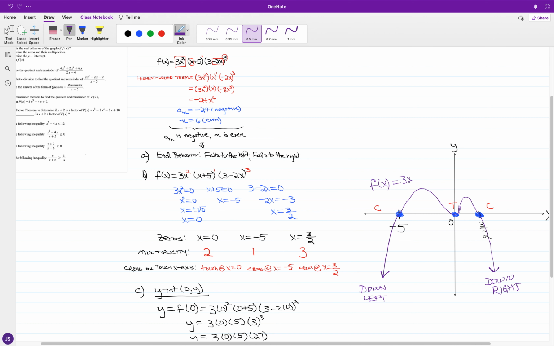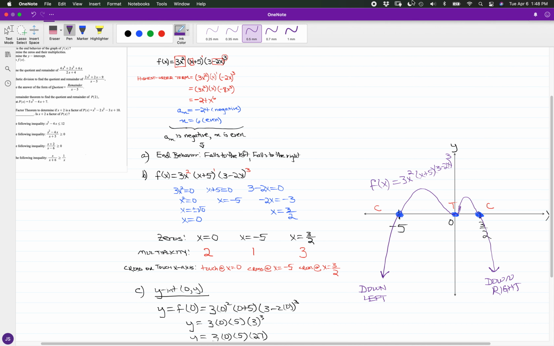Again, this is for f of x is equal to 3x squared times the quantity x minus 5, and again, times the quantity 3 minus 2x raised to the third.